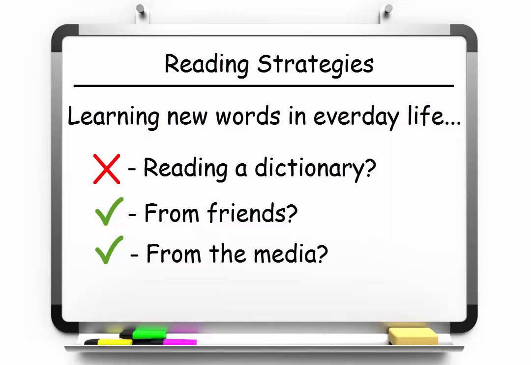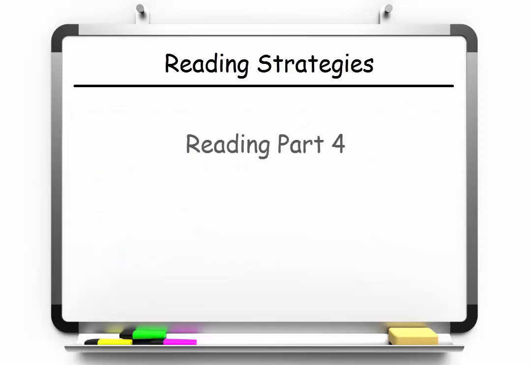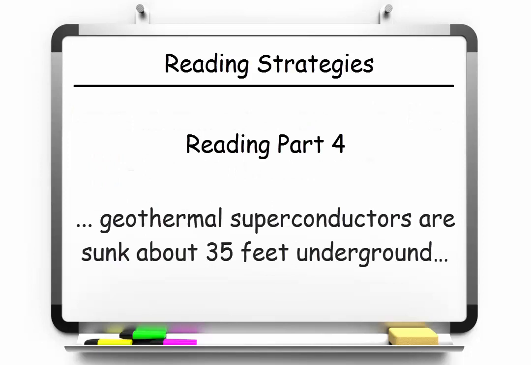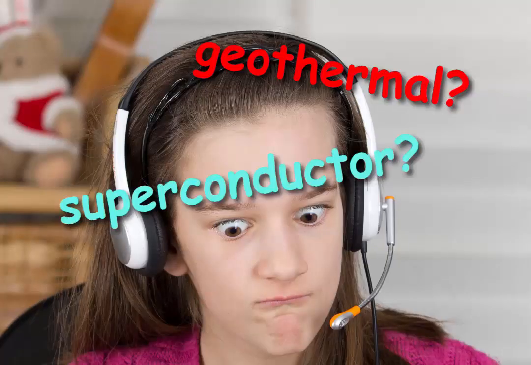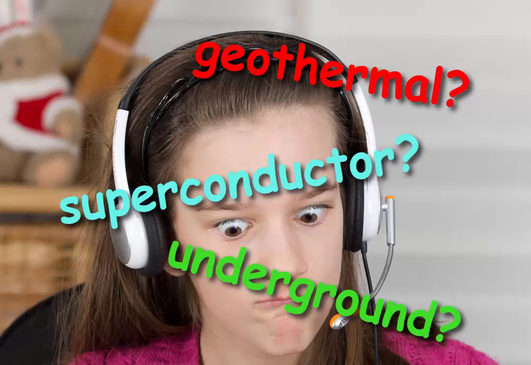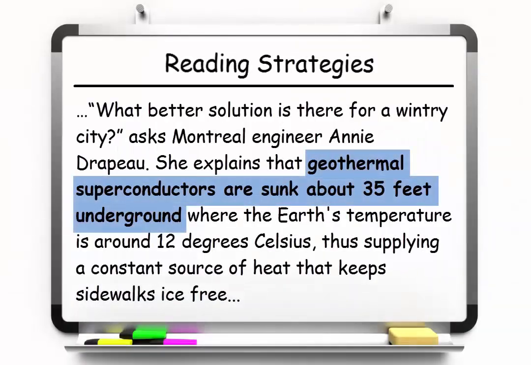Of course, this way of determining meanings can work not only for single words, but also for terms and phrases. Take this phrase, for instance, from reading part 4. Geothermal superconductors are sunk about 35 feet underground. What's a geothermal superconductor and why is it underground? What does any of this mean? As you can see, if this phrase is taken on its own, it's pretty tough to figure out what's going on. But now here's a bit more context.